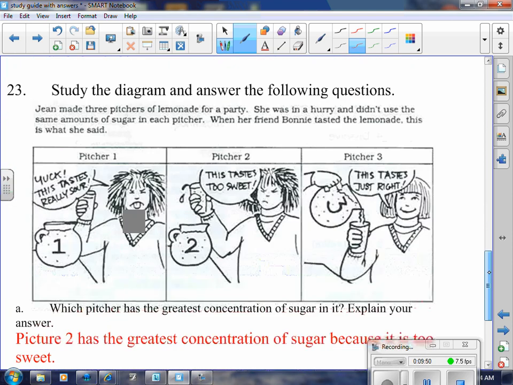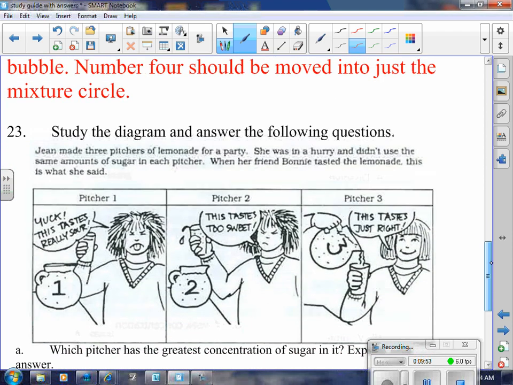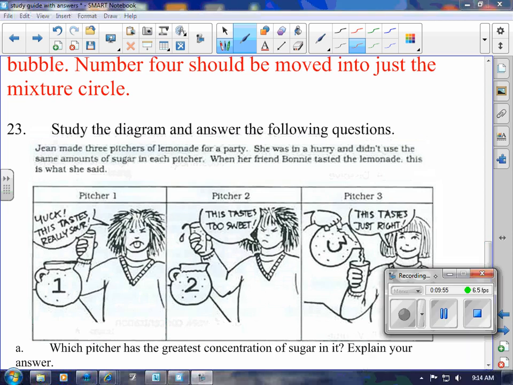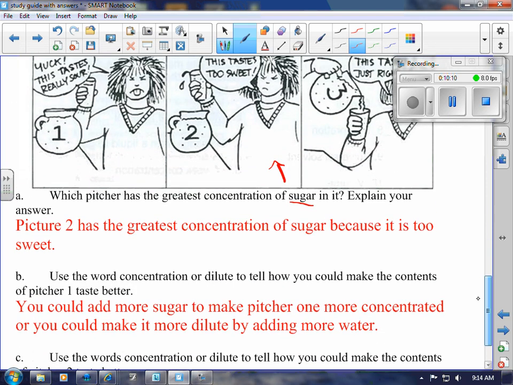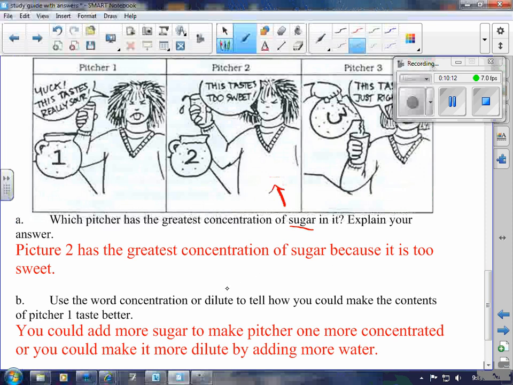Okay, this diagram asks us some questions, so we're going to answer those questions about it. Okay, which picture shows the greatest concentration of sugar? So sugar is kind of your keyword. Think about what sugar is. Well, sugar is really sweet. So this one here is too sweet. So if they say it's too sweet, then that's the one that's showing that.